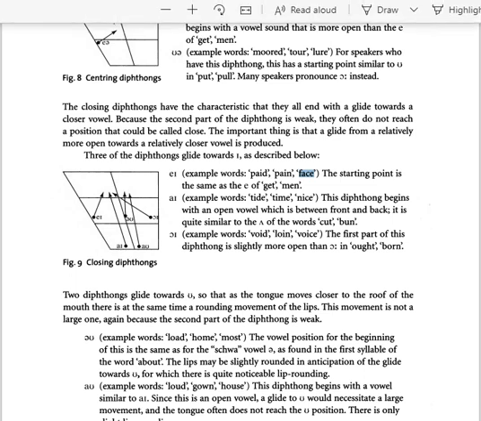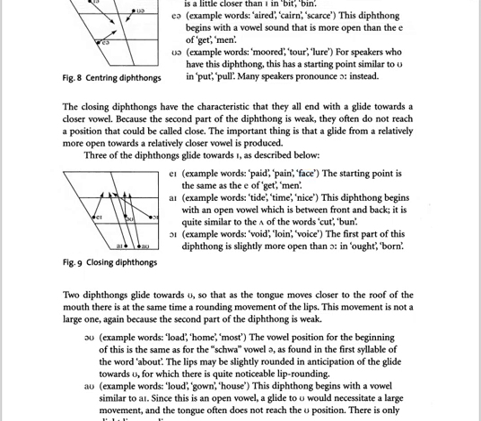And the fifth of the long vowel diphthongs, I. Example words: tide, time, nice. There is the sound I in the middle of each word. This diphthong begins with an open vowel which is between front and back. It is quite similar to the A of the words cut, pun.